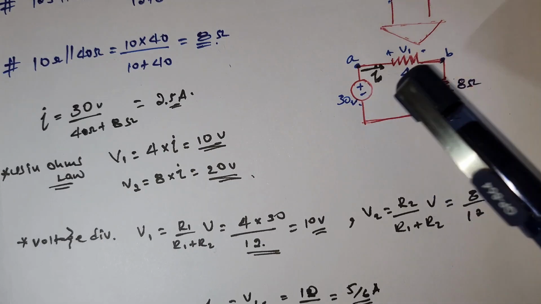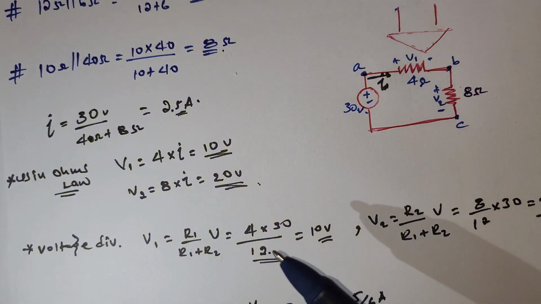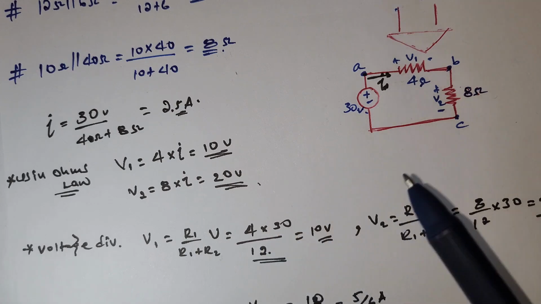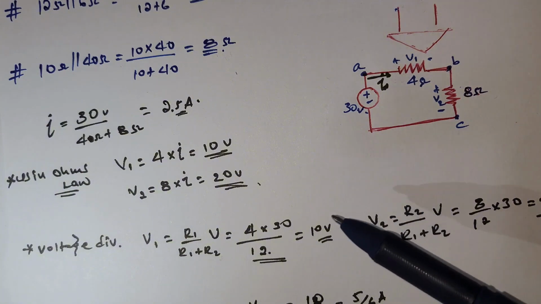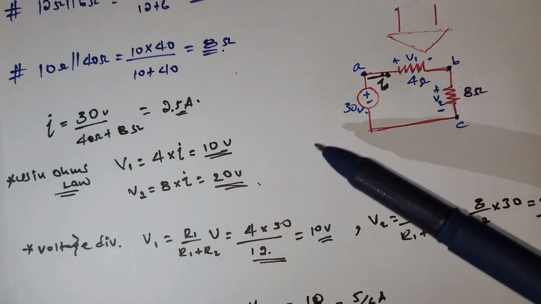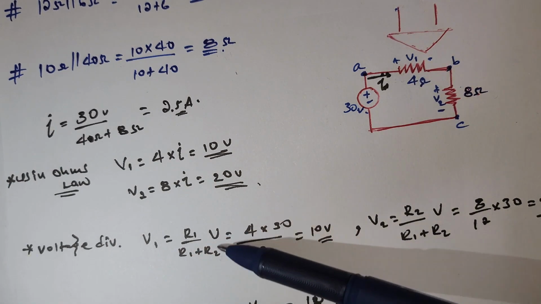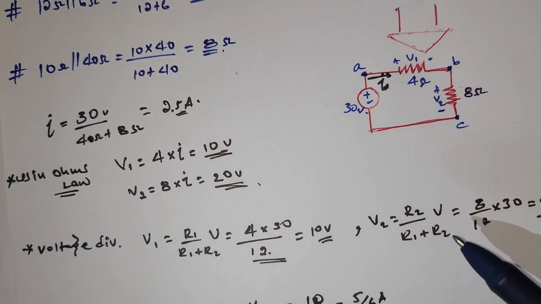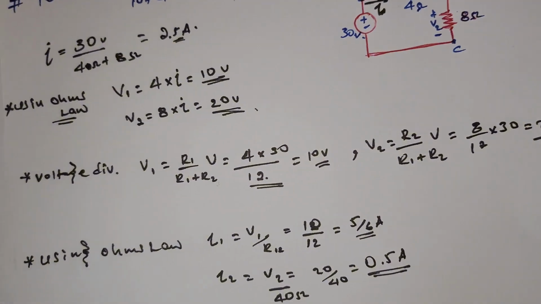So the supplied voltage is 30. R1 is 4 ohm, and the summation of R1 and R2 is 12 ohm. So as you see, we can calculate also by using voltage division. The result is the same. The result we get by using Ohm's law or KVL, and the result we get by using the voltage division rule, is the same. Also V2, we can calculate this way: R2 over R1 plus R2 times the supplied voltage, which is 20, the same as the previous method.